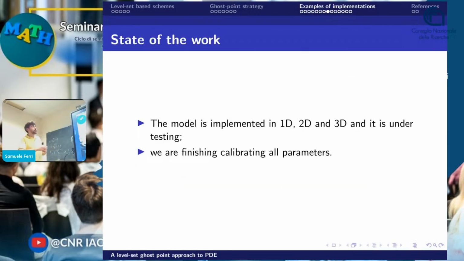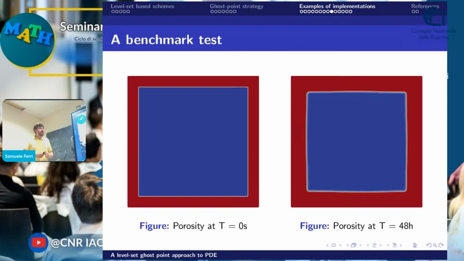As for the state of work of this project, we have implemented everything. The 1D, the 2D, and the 3D models are perfectly working, but they are still under testing because we wanted to improve the model to work in the parallel framework. And we are also finishing calibrating all the parameters of the models. But before going to the next example, I want to show you a result of this experiment.